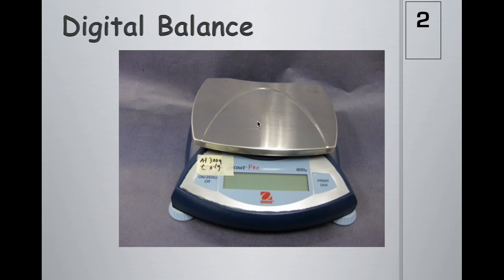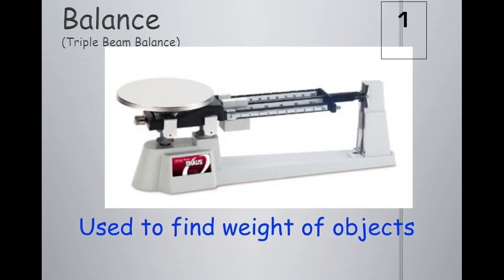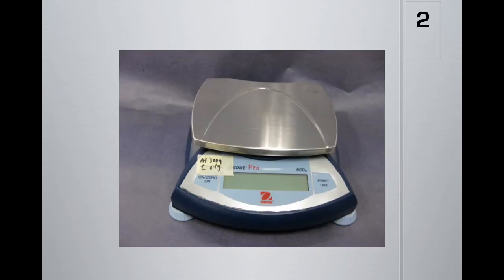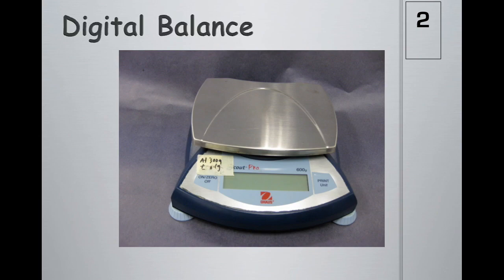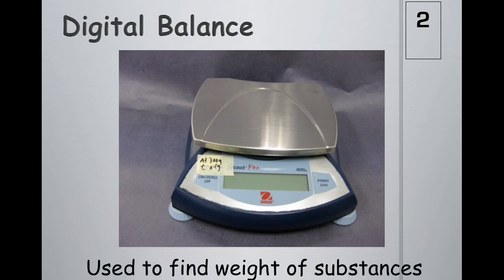The second item is a digital balance, and this is similar to the last item that we just saw, which was the triple beam balance. However, this is digital. So all you have to do is put your item on there and it will digitally tell you how much something weighs. Now, usually we tend to use this for items such as substances like powders, or small amounts of something.